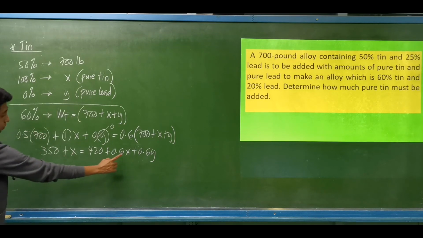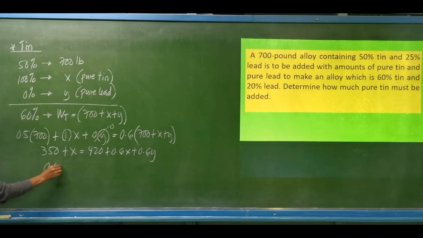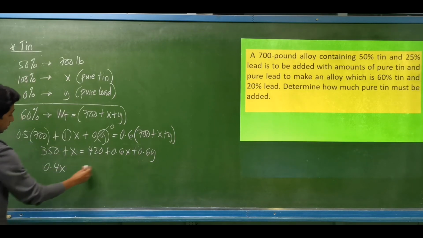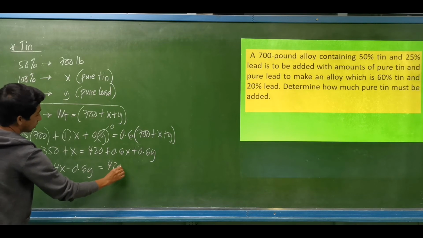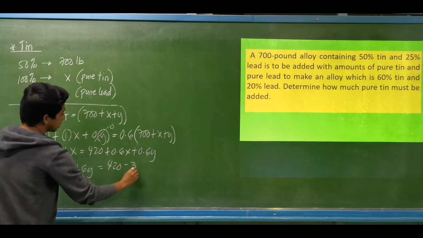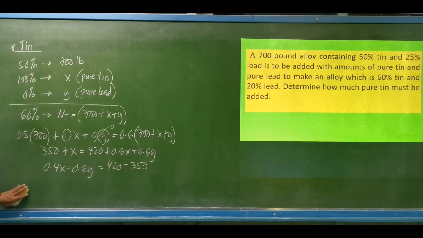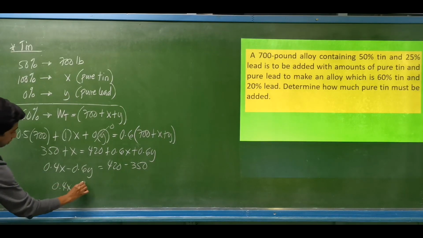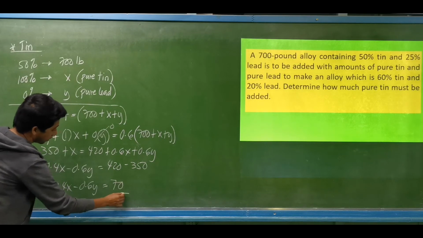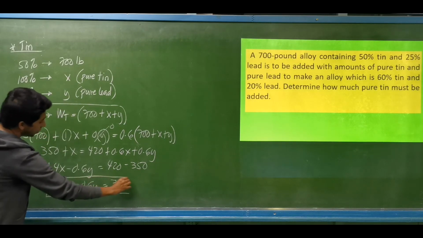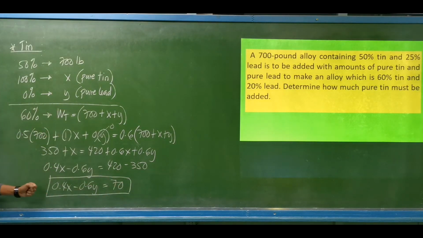X minus 0.6 of X is 0.4 of X. Then minus 0.6 of Y is equal to 420 minus 350. I will be having one equation: 0.4 of X minus 0.6 of Y. What is 420 minus 350? This is equal to 70. So let this be our equation number 1. That is in terms of the tin.